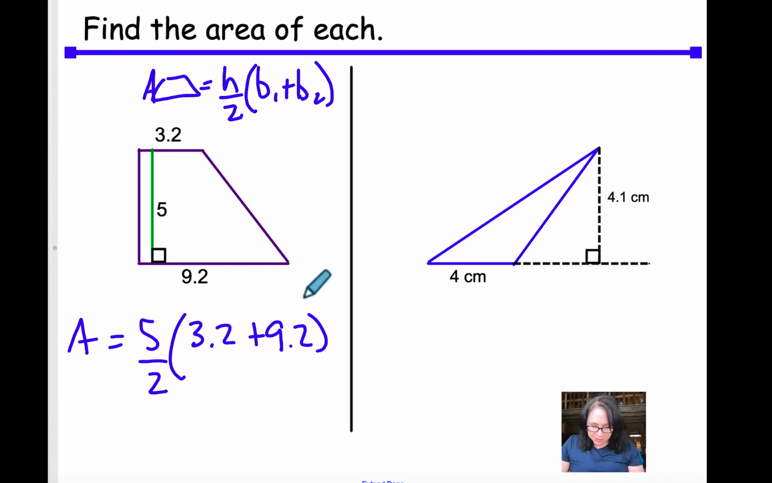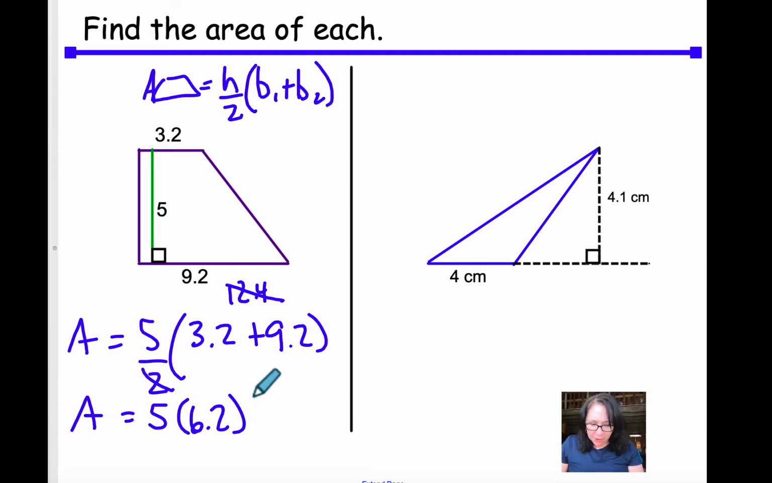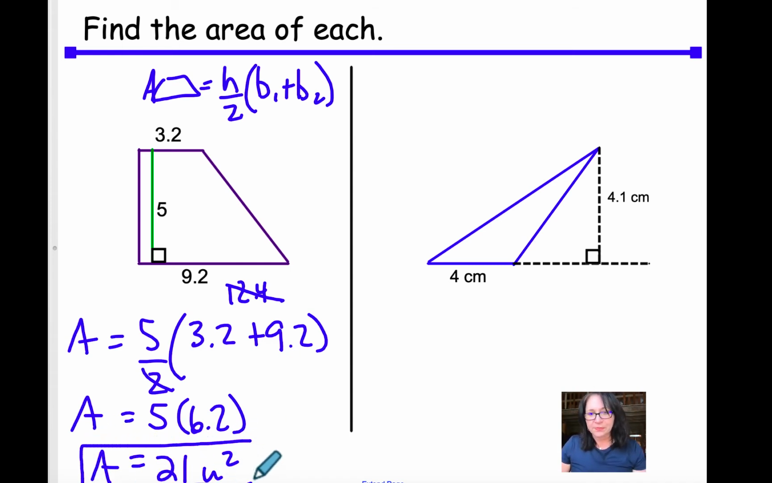3.2 plus 9.2 is 12.4. So this value is 12.4. I'm going to divide that by 2, and I'm going to get 6.2. So now I have 6.2 times 5. And so 5 times 6.2 gives me 31. So the area of this trapezoid is 31 units squared.